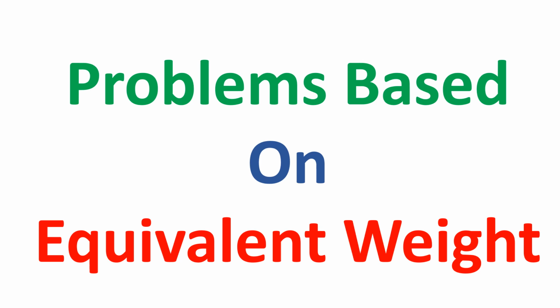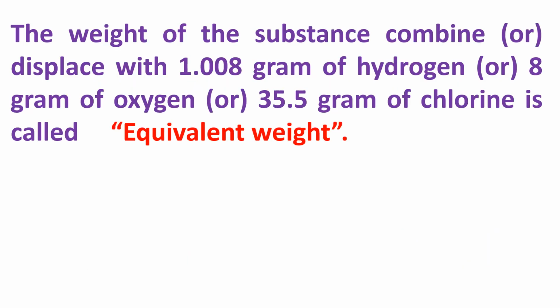Equivalent weights. First, we'll go with the definition. What is equivalent weight? The weight of the substance combined or displaced with 1.008 grams of hydrogen, or in terms of oxygen, 8 grams of oxygen, or 35.5 grams of chlorine, is known as the equivalent weight.